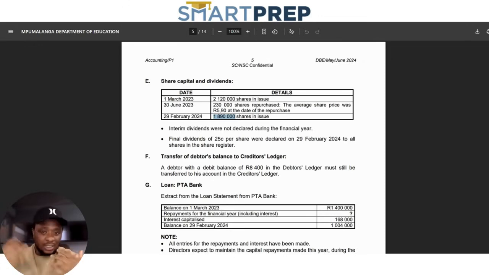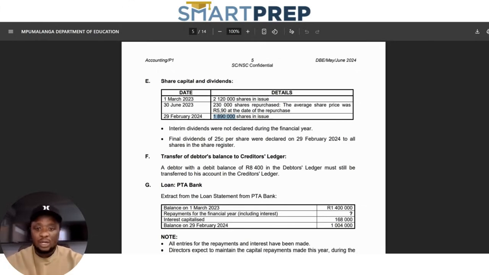Now, this makes it a little bit easier to calculate, because when you do a share repurchase, it means that whatever shares remain are basically at the average issue price until you have another share issue. In this case, there hasn't been another share issue. So that R5.90 average issue price would still be relevant for the shares that remain after you have repurchased the 230,000 shares. So it's going to be simple.